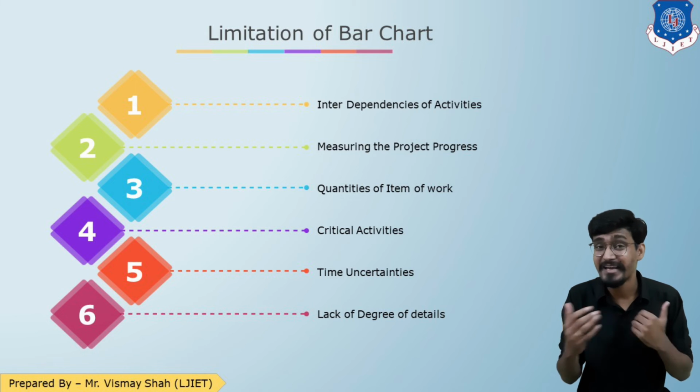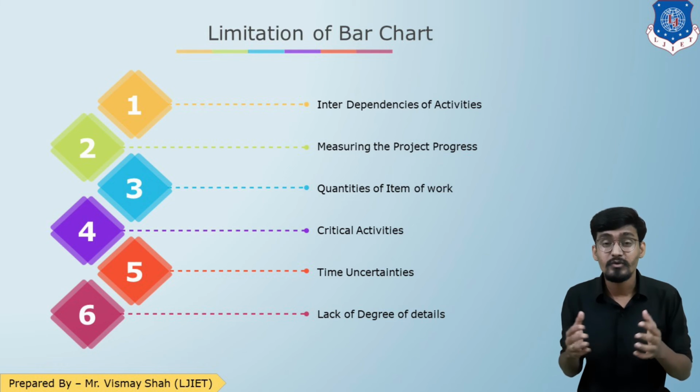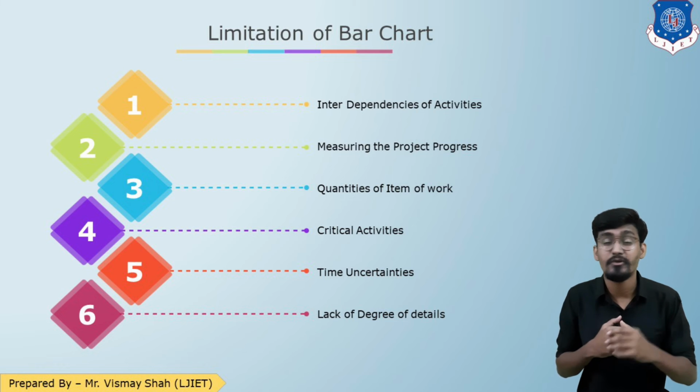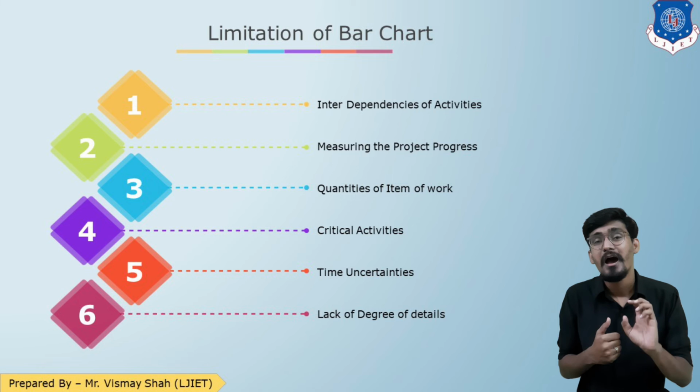So now when you are making a bar chart for 500 or 600 activities, there is a lack of degree of detail. You cannot define everything in detail. That is a limitation, na?